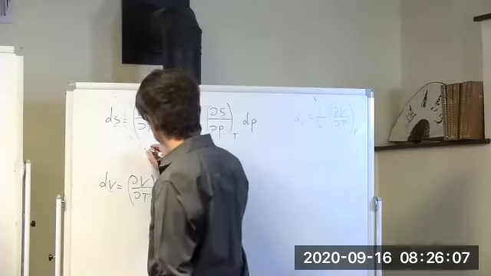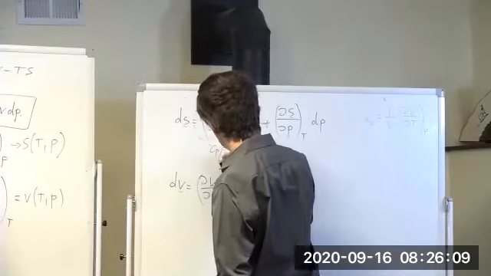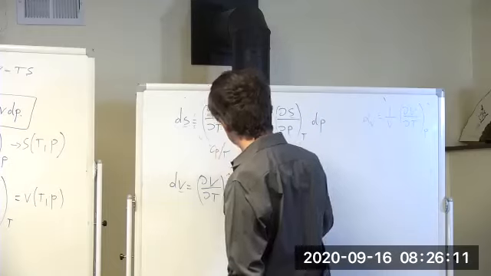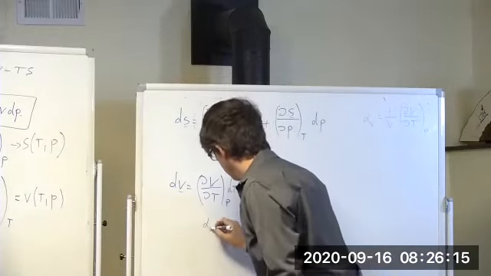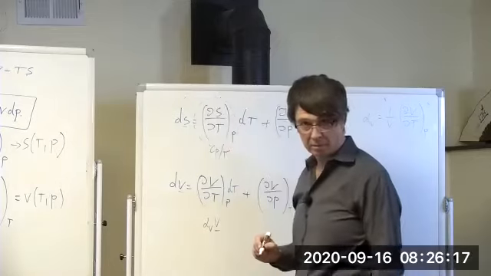Okay, so this is Cp, is that better? Cp over T, and this is alpha V times V. Is that better? Yep, thank you.